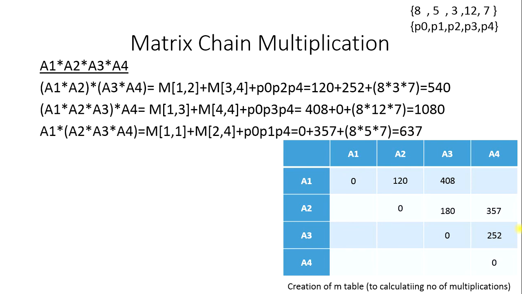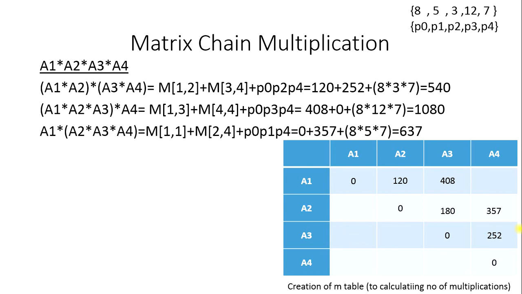Then we have A1 into the product of A2, A3 and A4. So we follow the same scheme. We get the value M1,1 from the M table, and we get the value M2,4 from the M table. Then we have P0, P1 and P4. The dimension of A1 is 8 by 5, and the resultant of A2, A3 and A4 is 5 by 7. So 8 by 5 into 5 by 7, we get 8 into 5 into 7 total number of multiplications, that is P0, P1 and P4. So we add that to 357 and we get the value 637.